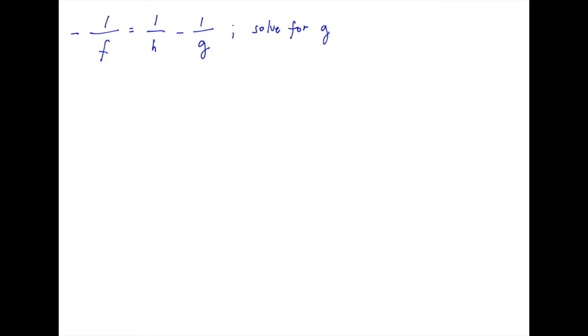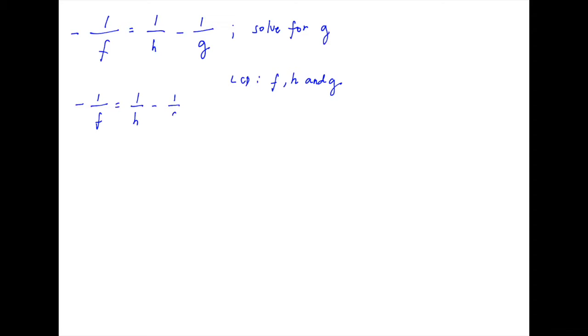And then that's it. This time, let's have negative 1 over f equals 1 over h minus 1 over g, and we have to solve for g. Now, in order for us to solve for this, we simply need to get first the LCD. What is the LCD of this? The LCD is f, h, and g. So therefore, I could simply multiply all of this equation by f, h, and g.